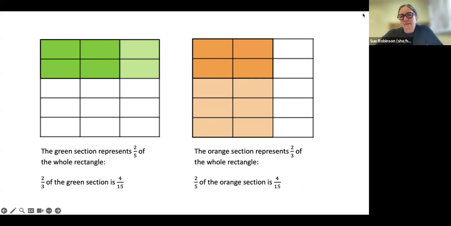We can see that the rectangles themselves look different. The product is the same. We've now partitioned our rectangle into these 15 equal pieces, and we can figure out which of those equal pieces we're looking at. We've got this overlap. So the dark green and the dark orange in both rectangles represents our product, although the light green and the light orange are slightly different representations.